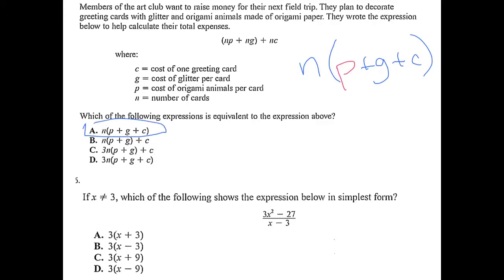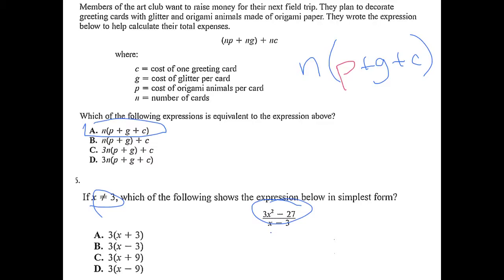Alright, so here's our next example. X is not equal to 3, because that would make this 0 in the denominator, and of course, undefined. So we're not going to do that. We need to simplify this. There is one problem. This numerator can be factored. Okay, so I'm going to factor that.